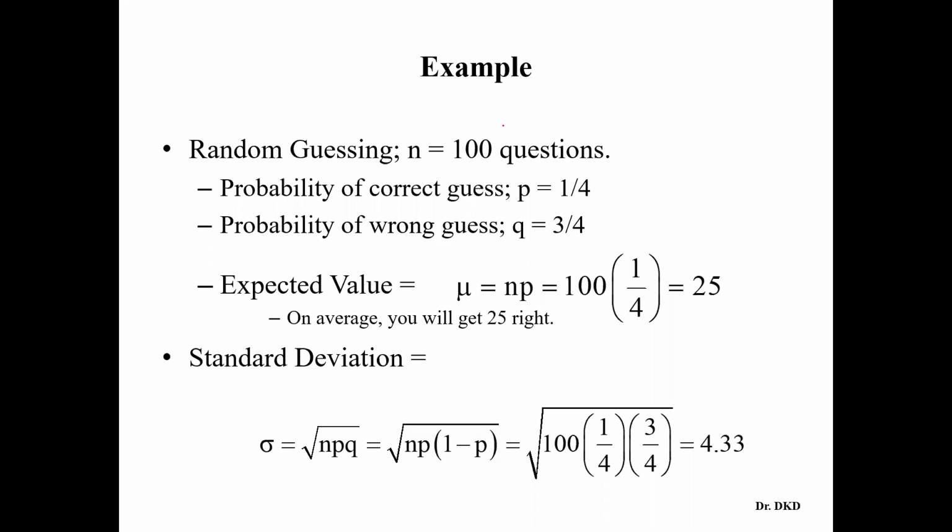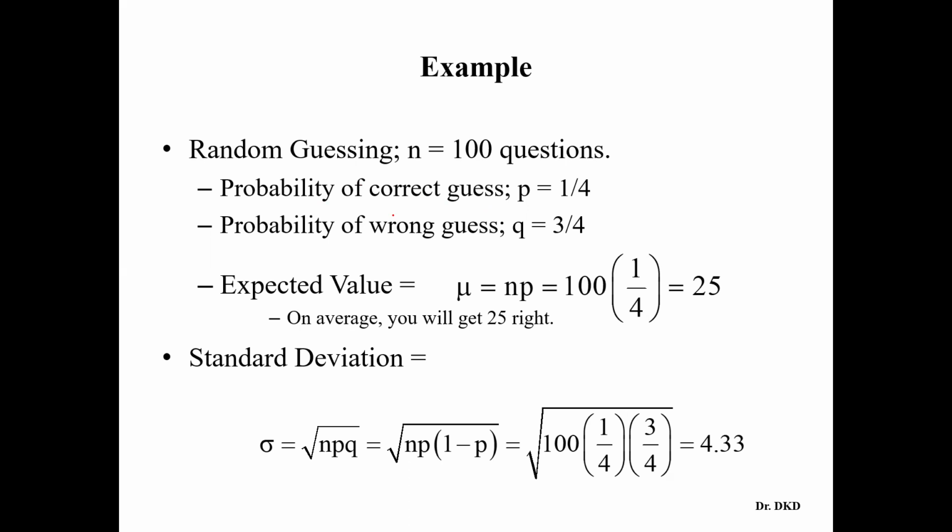Hello everyone. In this video, we will discuss examples of binomial distribution. Suppose, for example, we are going to appear in a competitive examination, and in that examination there are 100 questions. We are not aware of the exact answers to the questions, so we are just going to guess the correct answers. There are four options: one, two, three, four.